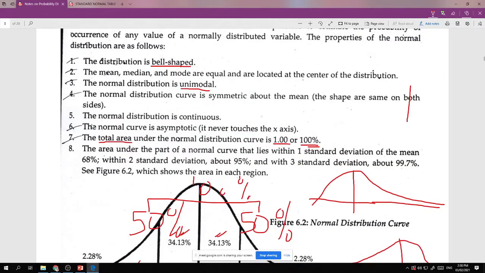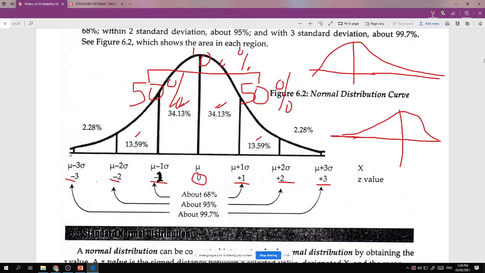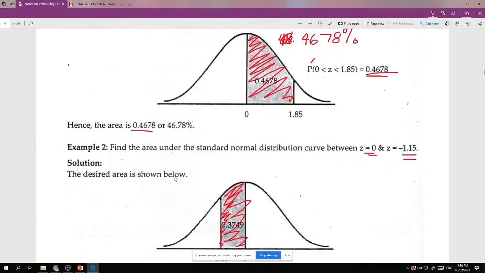Oh, look at this one. The normal curve is asymptotic. When you say asymptotic, it never touches the x-axis. Look at the figure. It never touches the x-axis. But in the examples that I'll be giving you, the figures downloaded from the internet touch the x-axis. But in a normal curve, it's asymptotic. When you say asymptotic, it never touches the x-axis. Okay? Now, let's go over to example number 3.